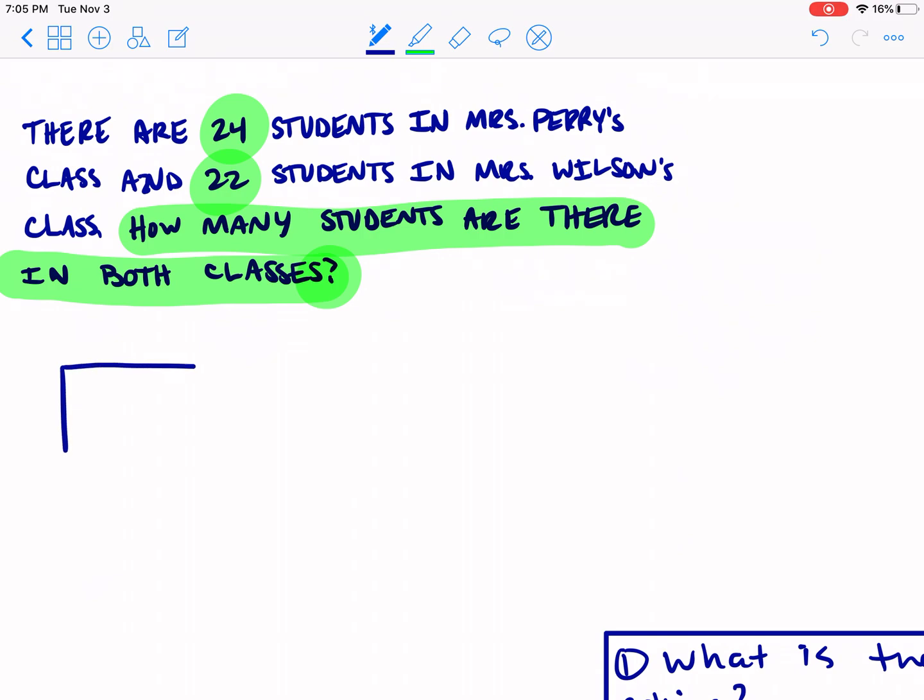I'm going to use our part-whole model because we know that there are 24 students in Miss Perry's class and 22 students in Miss Wilson's class, and we want to find how many are there in all. We want to find the total amount. So when we want to find the total amount of something, we are going to add. And if we're missing our whole, that means we're going to add.